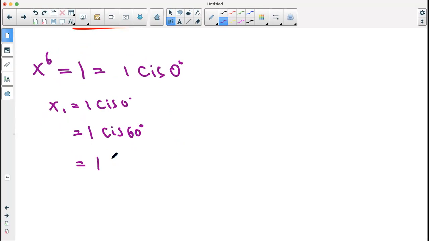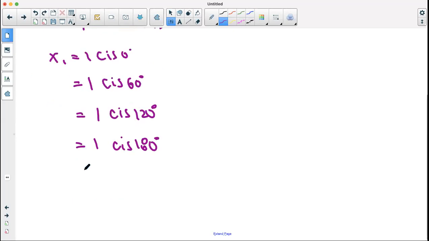Next one is what? 1 cis 120. And then 1 cis 180. And then use the symmetry, 1 cis 240, and 1 cis 300. Lastly, 1 cis 360, but 360 is equal to 0 anyway. So what is this one equal to, guys? That gets you 1.